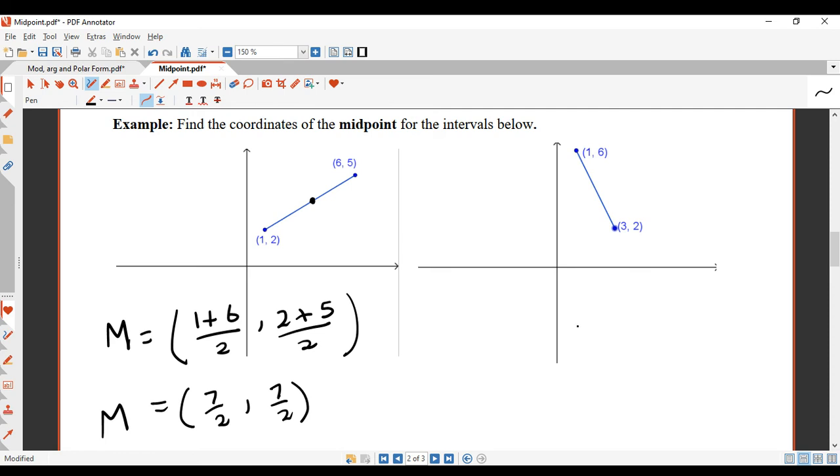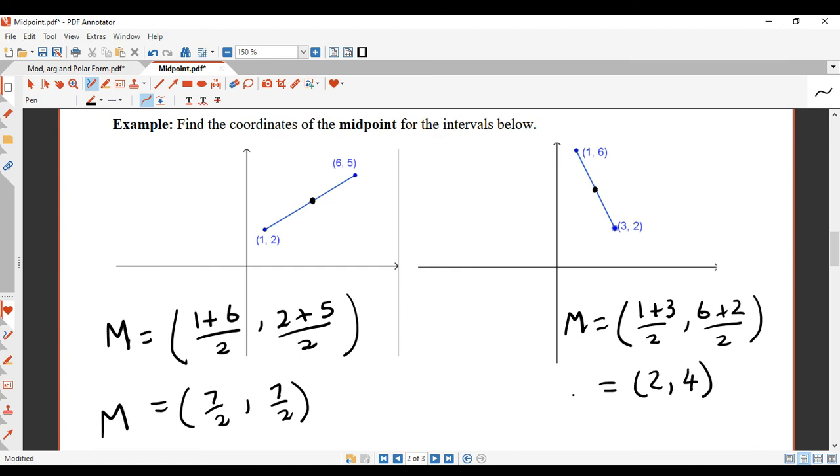Now let's do this one. I want to find the coordinates of the point right in the middle. So I'm just going to add the x coordinates and divide by 2. Then I'm going to add the y coordinates and divide by 2. That's going to give you 4 divided by 2, which is 2, and 8 divided by 2, which is 4.